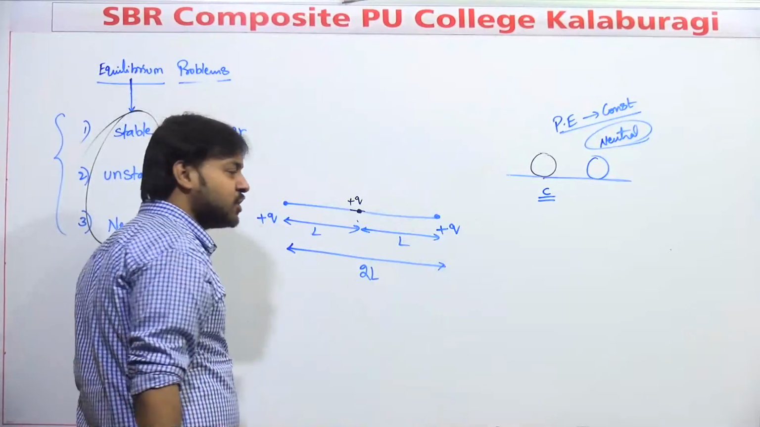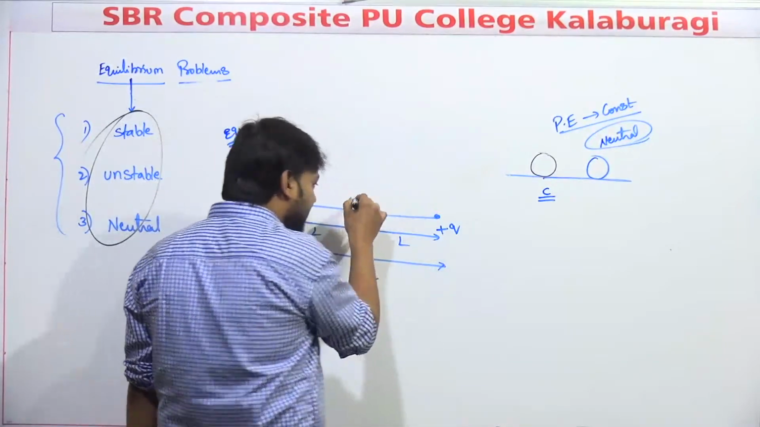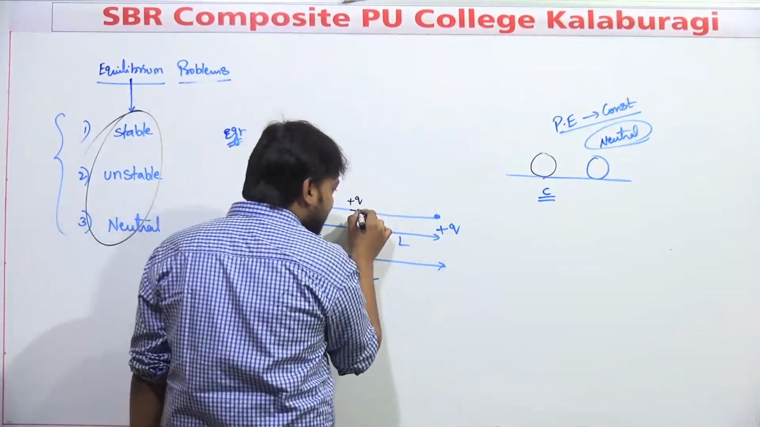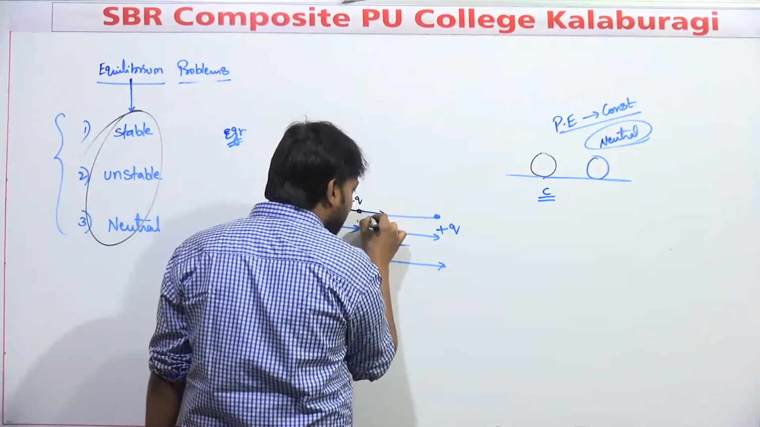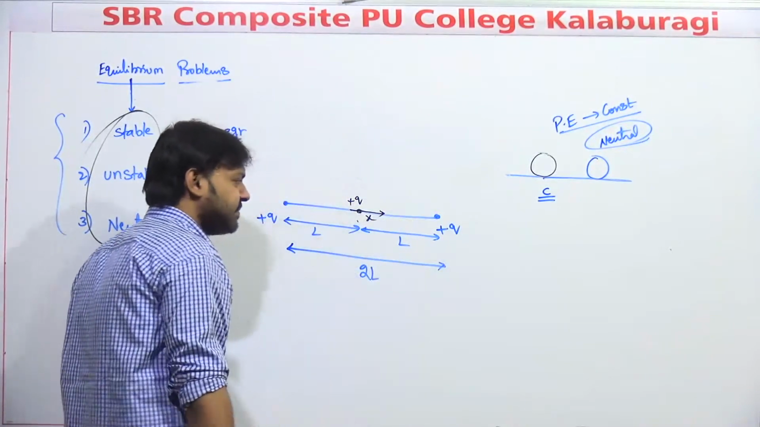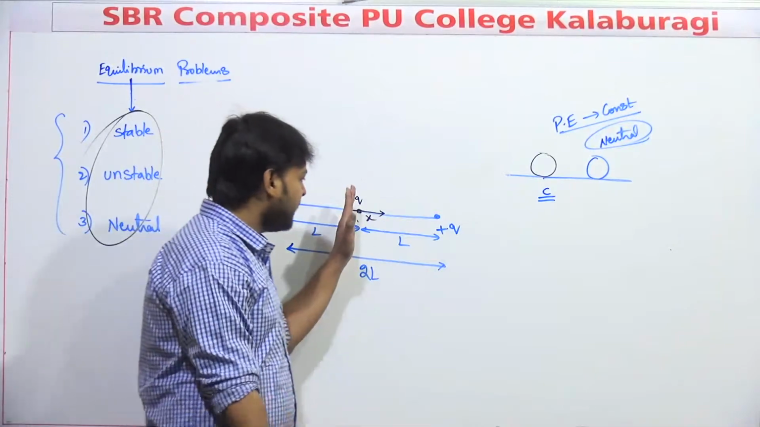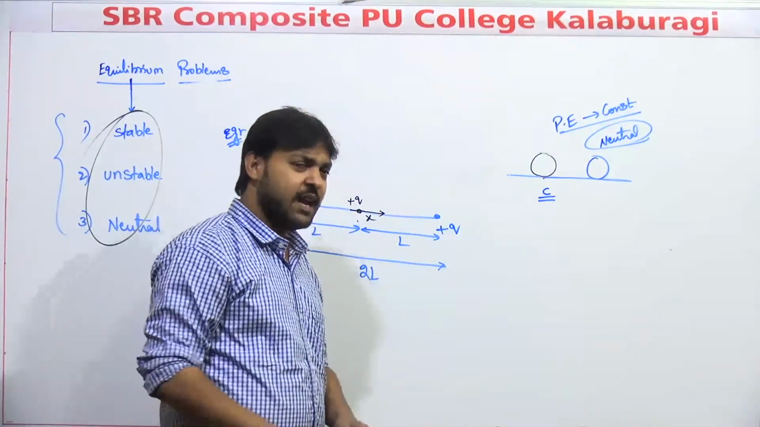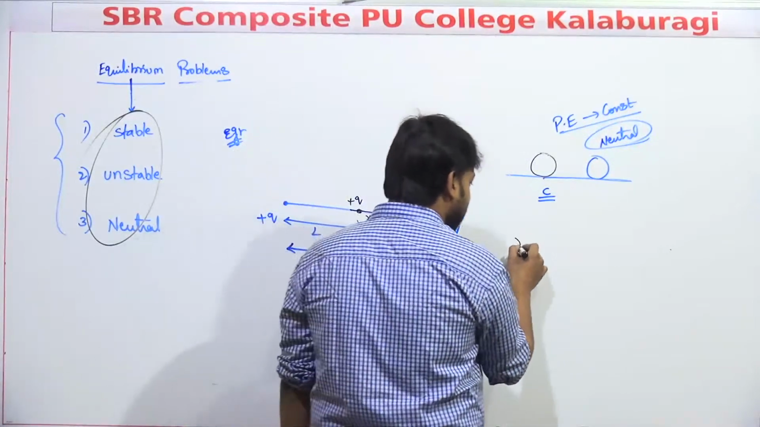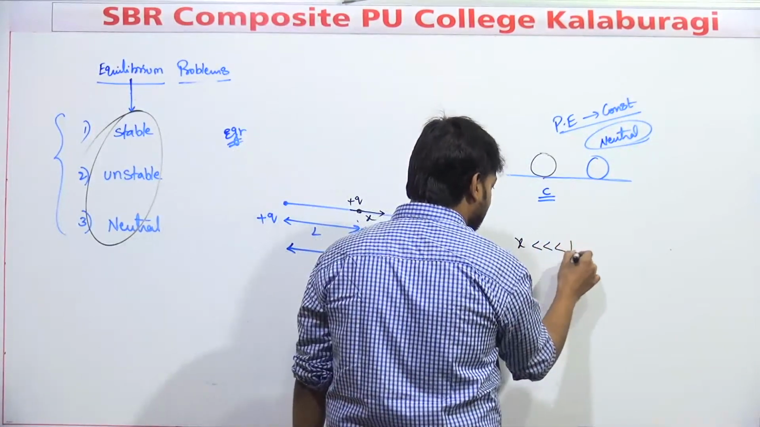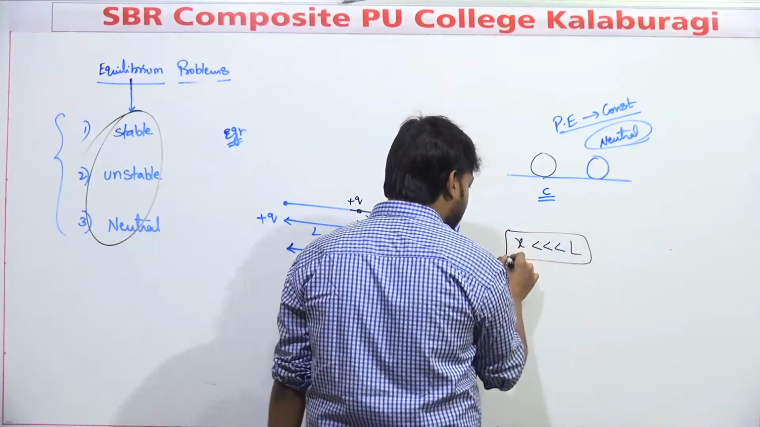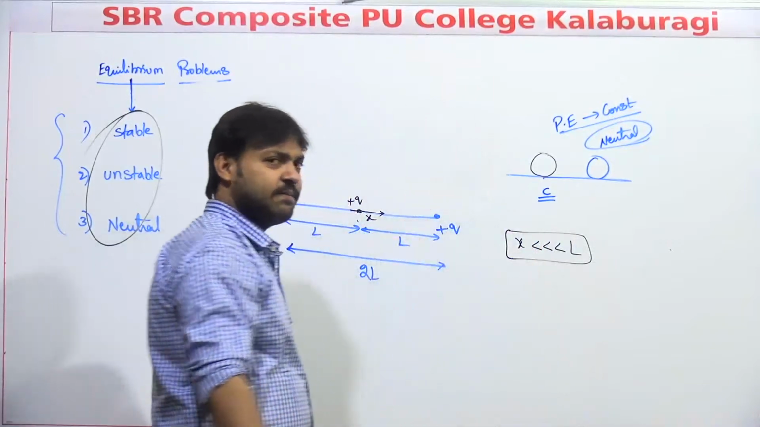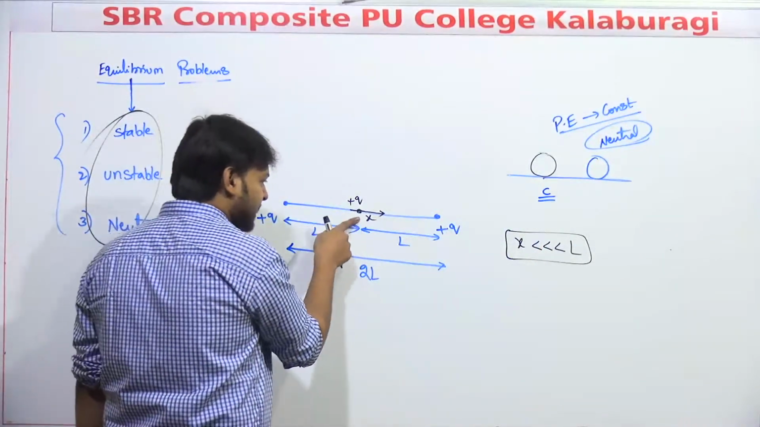Now try to analyze the situation. Now this third charge, I am displacing by a small distance called x. So this plus q I displaced by a small amount of distance called x, where x is much less than L. What will happen to that charge?